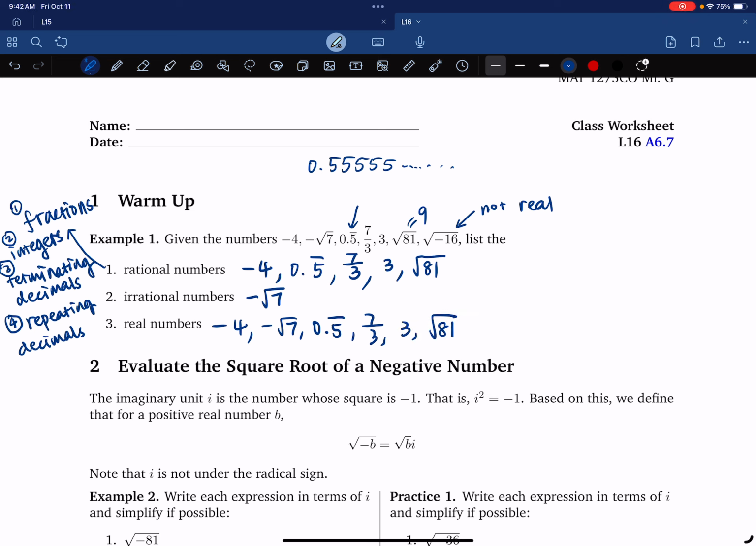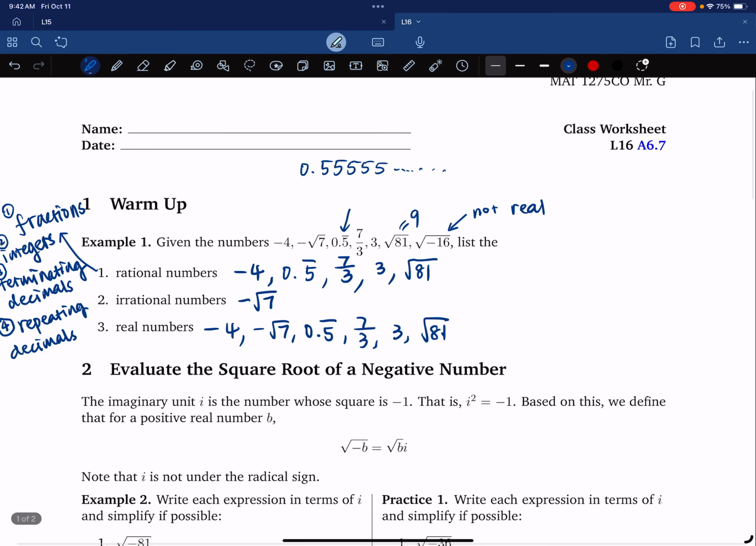It doesn't matter if you have a terminating decimal, non-terminating decimal, fraction, or integer. You are able to find them if you zoom in enough. But the last one, radical negative 16, we don't put that there, okay? Because it's not real. We're going to define it today. So that's why we have this warm-up activity. It's just for this number. The whole handout is just for that guy right there.